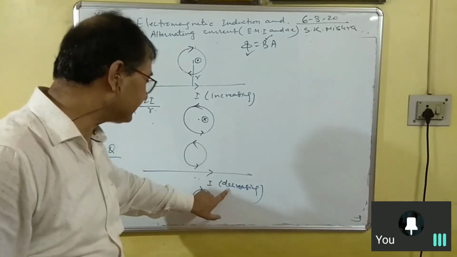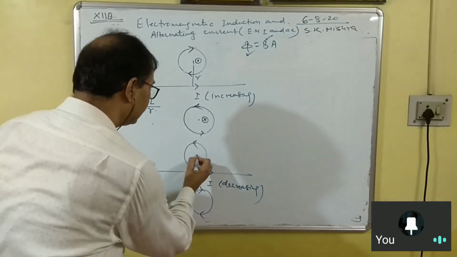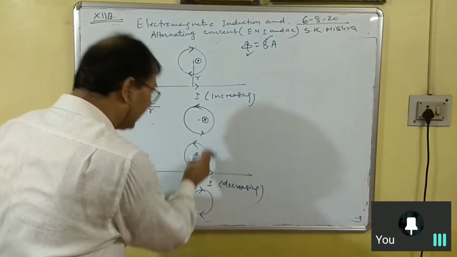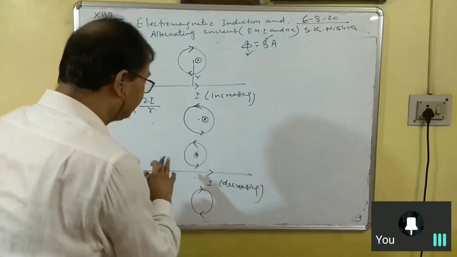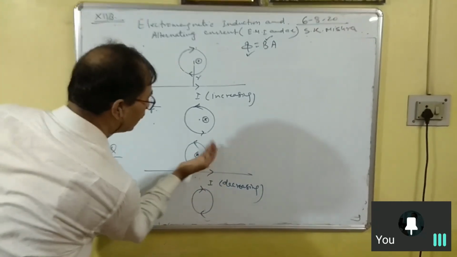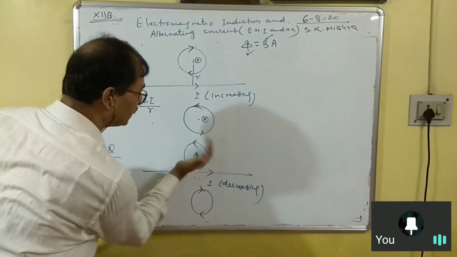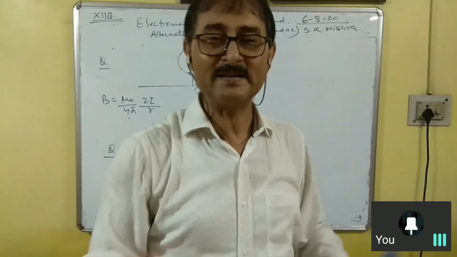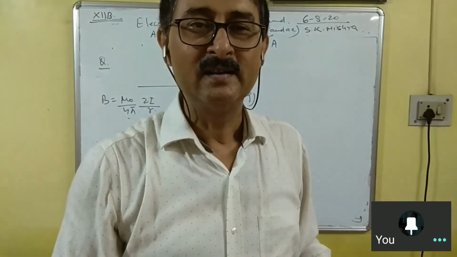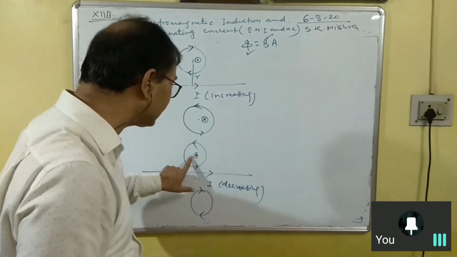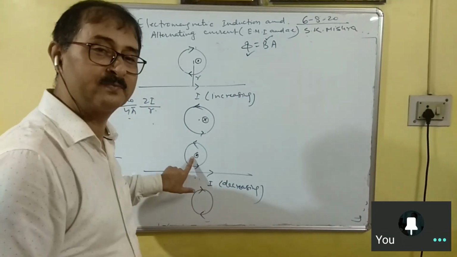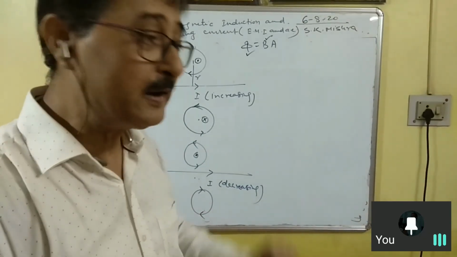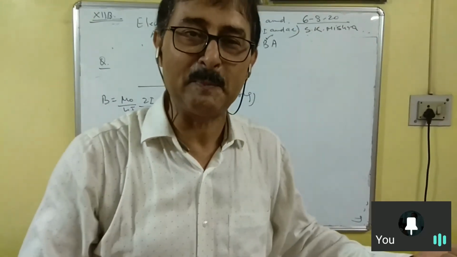Here I is decreasing, so the magnetic field here is decreasing. Now the loop will have a magnetic field in such a way that it supports the magnetic field. So the magnetic field is upward. If the current is anticlockwise, then the magnetic field of the loop is also in the upward direction. Magnetic field being a vector quantity, if they are in the same direction, they get added. This way it opposes the decrease of the magnetic field. So the moment two vectors are in the same direction, the resultant will be plus.